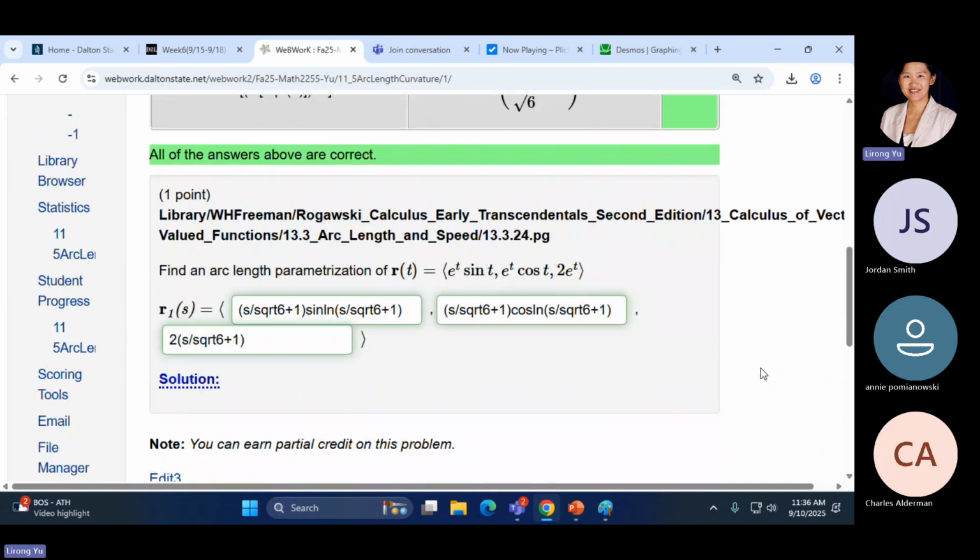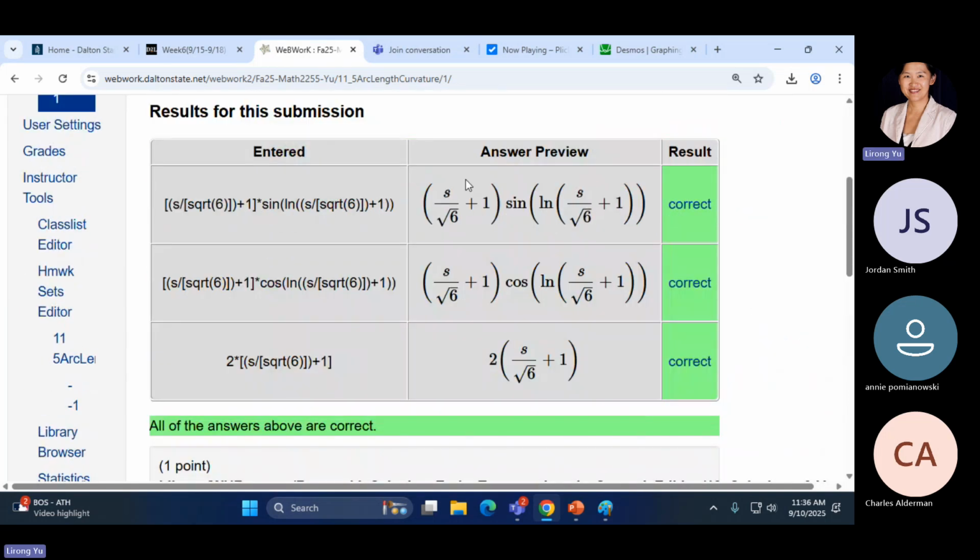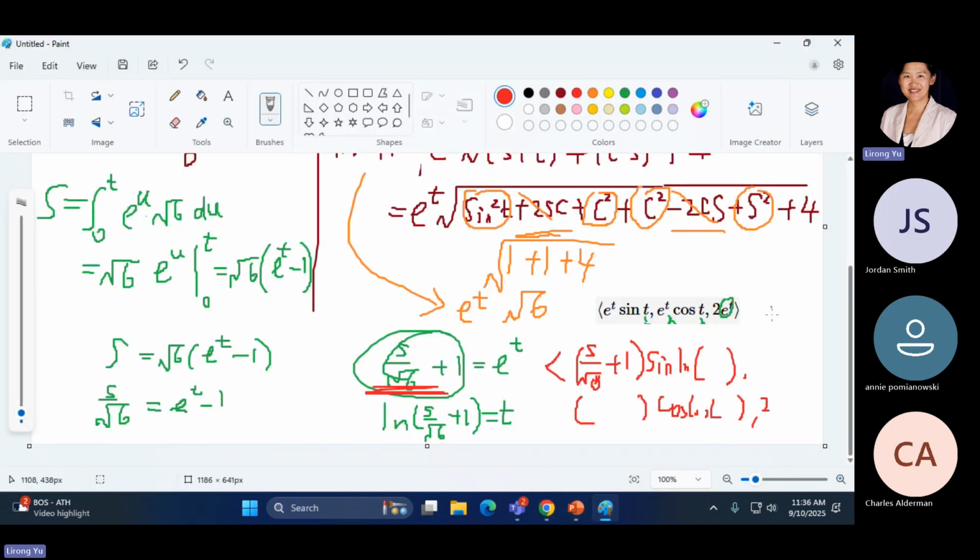Okay, so after we enter it, that's the e to the t that we solved. This is natural log of e to the t, or natural log of this. So this is really the t that we solved. That's the e to the t. So these are being applied to the substitution to get our new function. Any question? Are we okay? Let me know if you have any question.